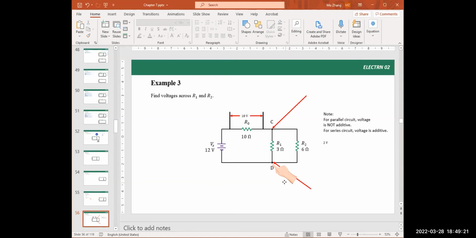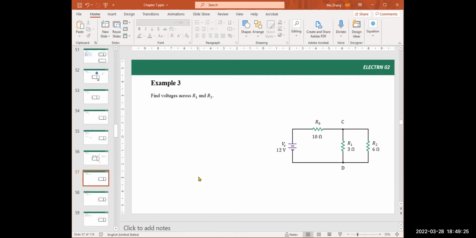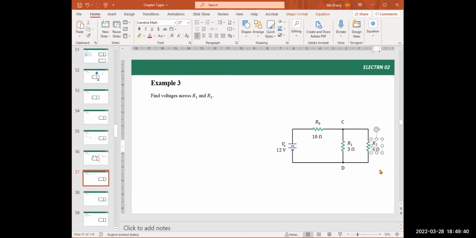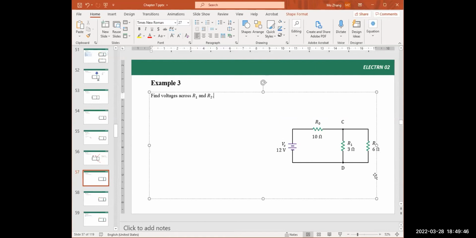Okay, let's see. If anyone has questions, feel free to ask anytime. But now I think we are ready to solve this problem. Example 3, we need to find the voltage across R1 and then the voltage across R2. How much voltage drops on R1? How much voltage drops on R2?